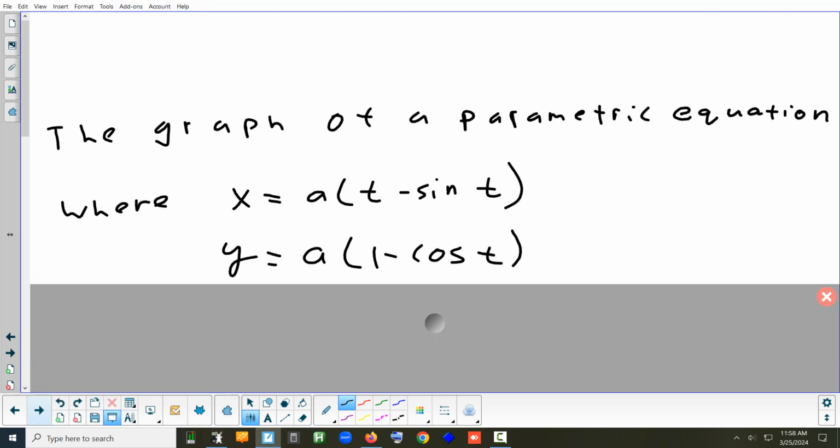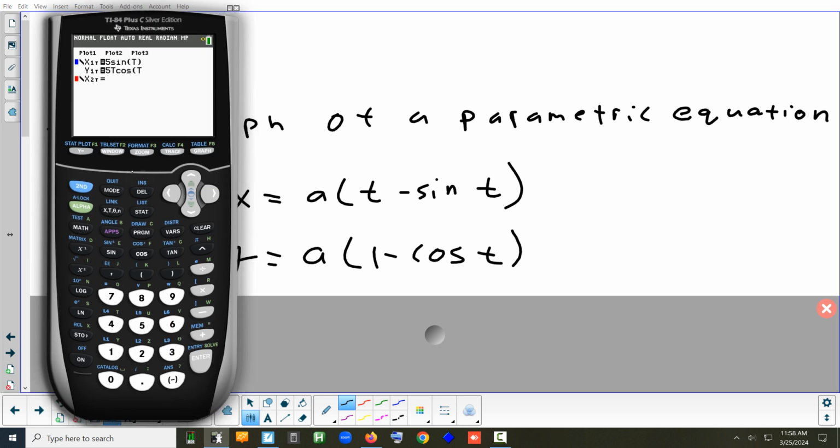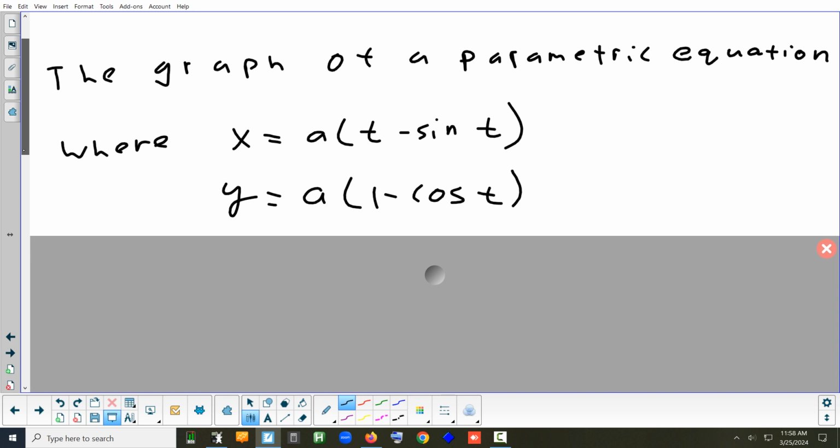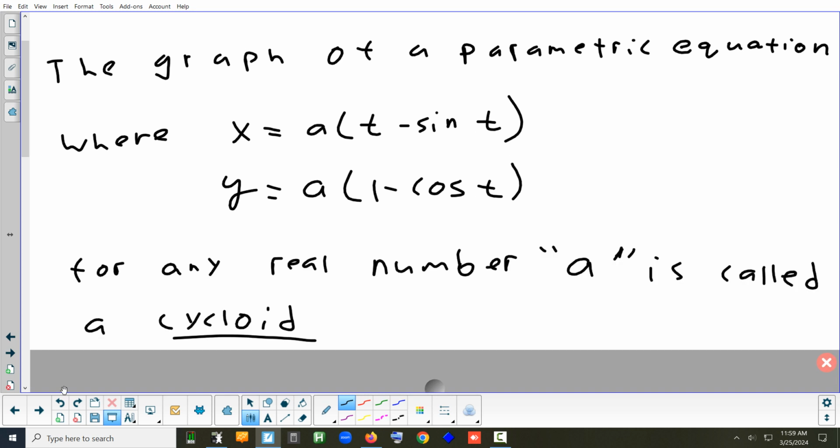Okay, and there's one last shape, which I'm just going to type in and show you, that has this exact format. Let's pick a number for A. Let's do 5t minus sine t, and it has to be the same number, 5 times 1 minus cosine t. This particular shape has a name, and it is called a cycloid.